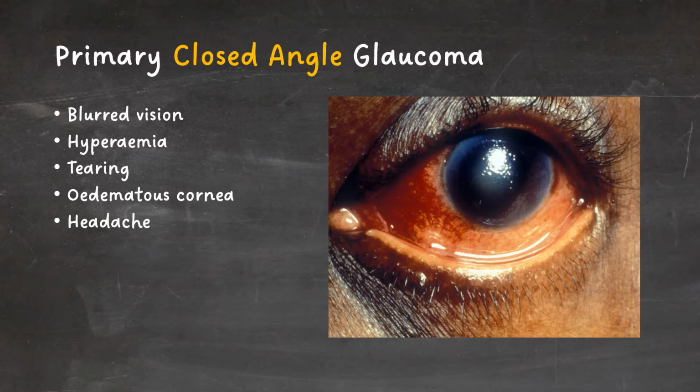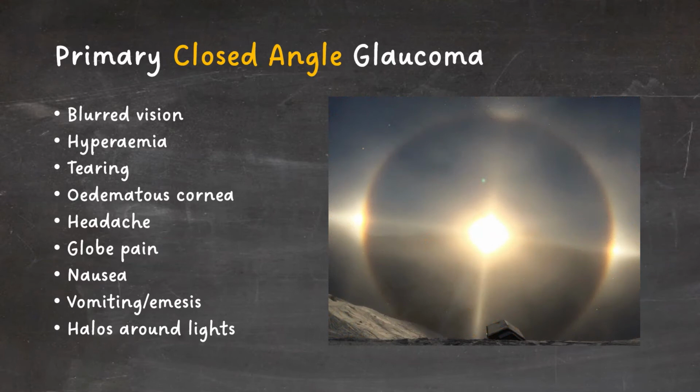Patients can also experience headaches, globe pain, nausea, and halos around lights. So this is what we mean by halos around lights. Essentially, it's like a glare on a camera. So this is what a patient with glaucoma can see, which is much worse at night.